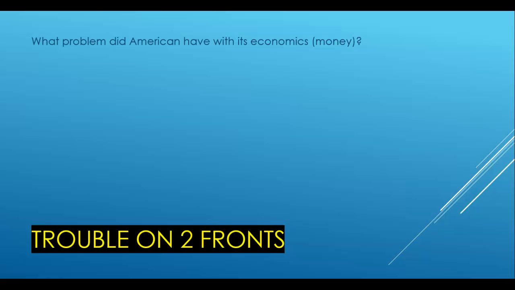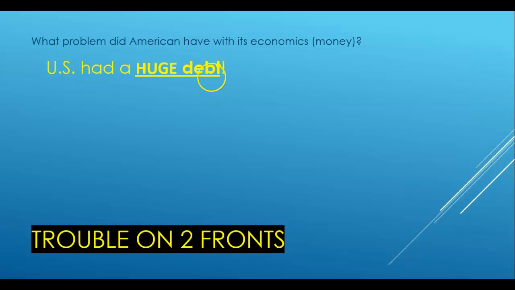Continuing on, it asks the question, what problems did America have on 2 fronts? Well, the first front was economics, or money. And the biggest problem we had, of course, was huge debt. The Americans borrowed millions and millions of dollars back then. Today it would be billions of dollars. Some estimate as high as $33 billion in today's money. They had that much of a debt outstanding.